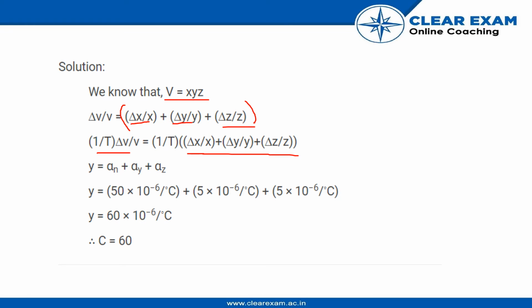So γ equals α₀x plus α₀y plus α_z, which is γ equals 50 × 10^-6 plus 5 × 10^-6 plus 5 × 10^-6 per degree C. We compute this: 10^-6 is common, and we have 50 plus 5 plus 5, which is 60. So γ is clearly 60 × 10^-6 per degree Celsius. Therefore C is 60.